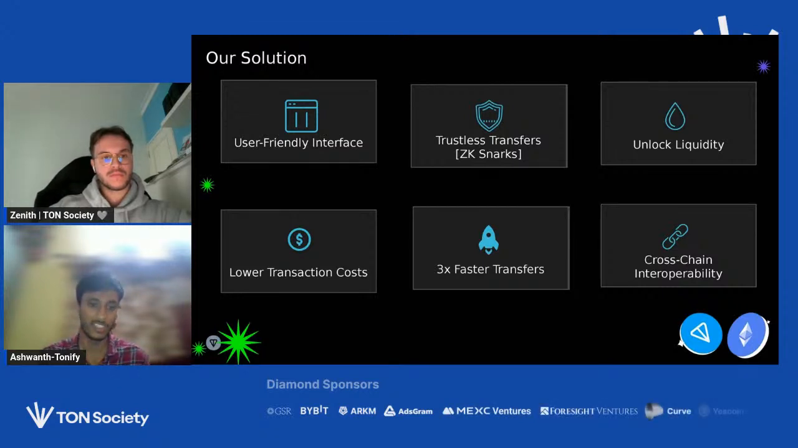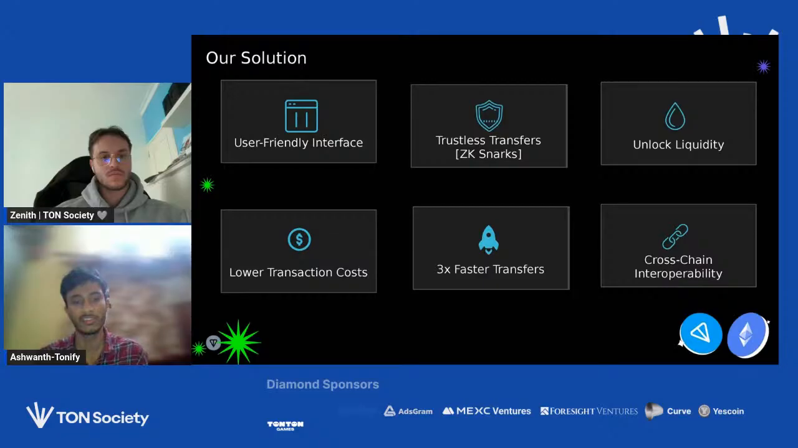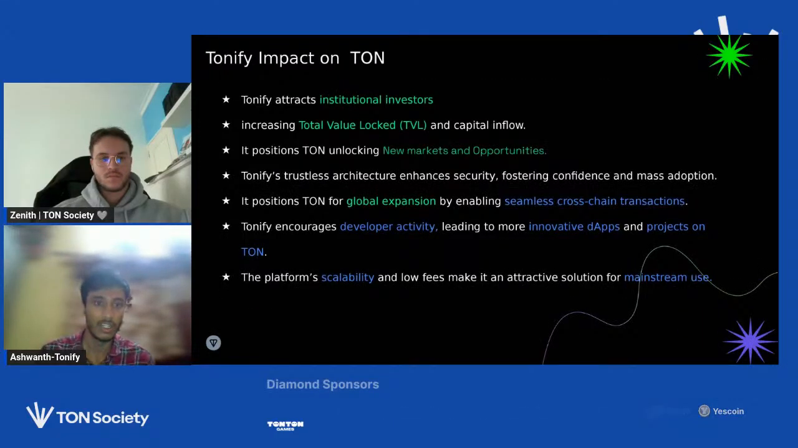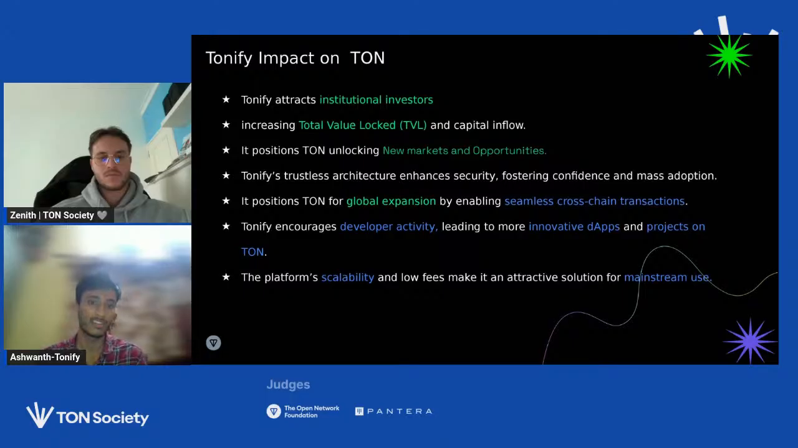By making use of ZK-SNARKs, we could reduce the transaction cost as well. On the side of bridges, we could reduce the storage and the speed required to process the transaction, which would make the transaction faster. We would also implement cross-chain interoperability. So Tonify impacts by bringing a lot of institutional volume to the Ton ecosystem, and thereby increasing its TVL as well.